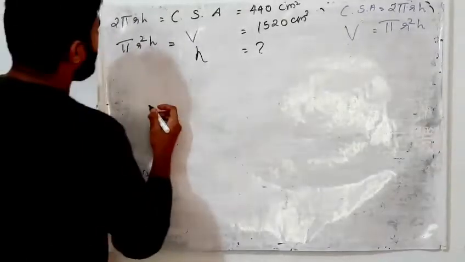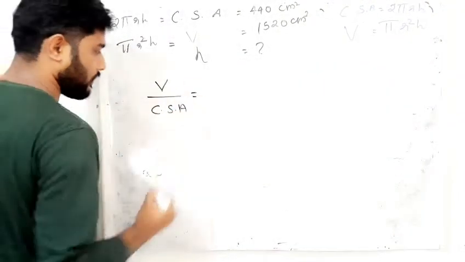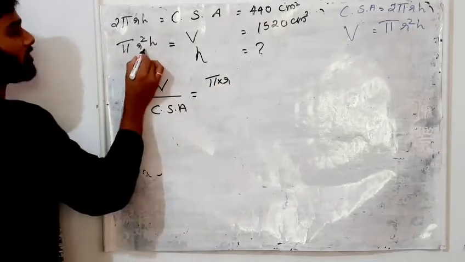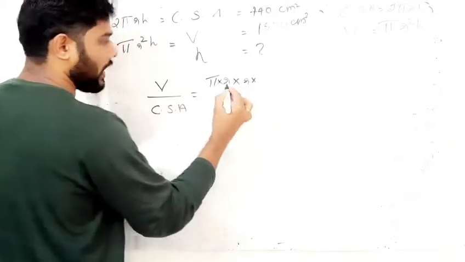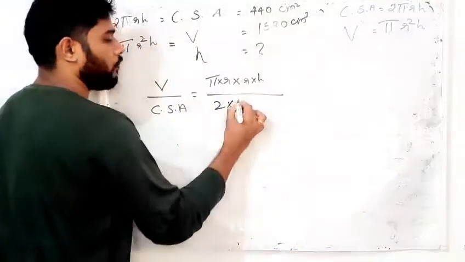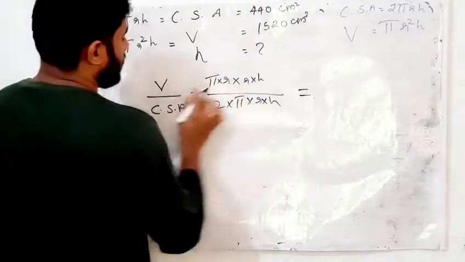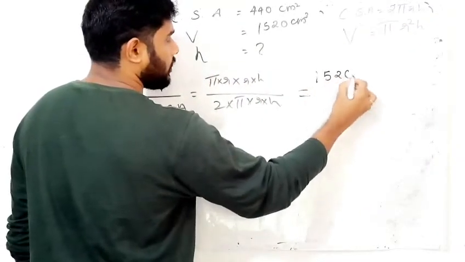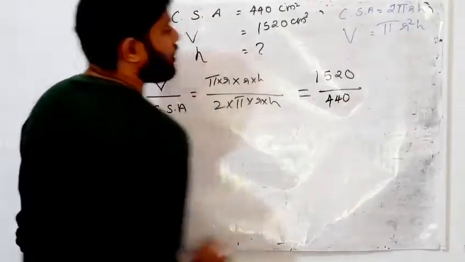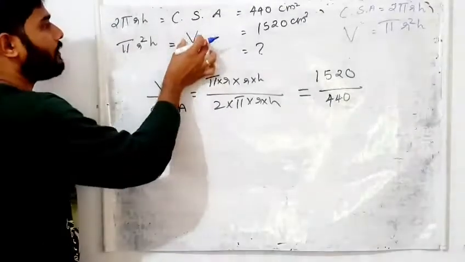For that you can take the volume divided by curved surface area, which is equal to, what is the volume equation? Pi into r square into h, divided by curved surface area, 2 into pi into r into h. Clear? Their values also you know. Volume value is 1520 cubic centimeter and curved surface area is 440 centimeter square. This much clear? So what we have done, we just took the volume divided by curved surface area.